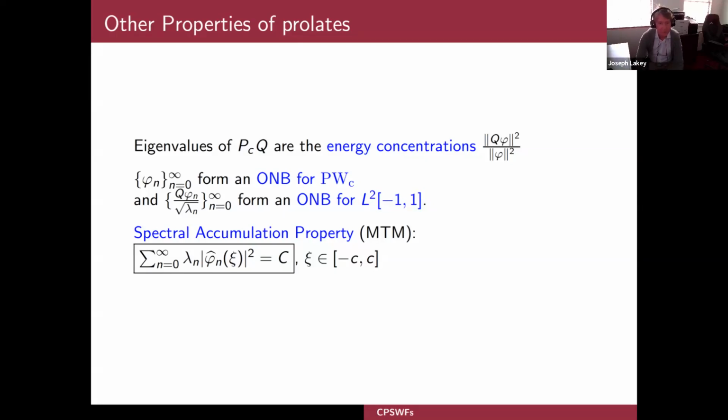They didn't observe this in the first paper, but it's a consequence that has come to be known as the spectral accumulation property, which is that if you sum all of the squares of the Fourier transforms of the prolates and weight them by the eigenvalues, then on the support interval of the spectrum, they add up to a constant. This property is critical for Thomson's multitaper method, which has a variety of spectrum estimation applications ranging from geophysics and astrophysics to communications as well. And Thomson's paper has been cited in all these different areas. Thomson's 1982 paper.